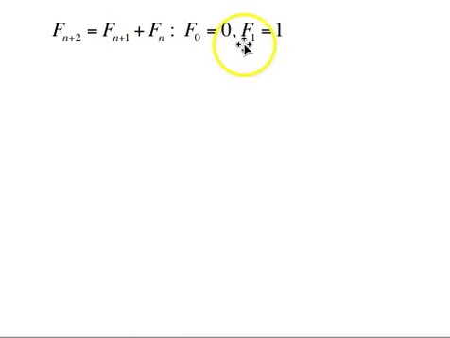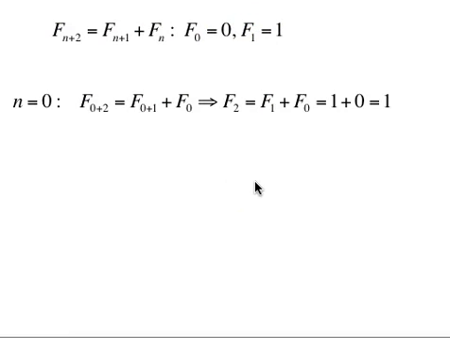I need 2 seeds. We're going to take f sub 0 is 0 and f sub 1 is 1. I'm going to start with an n of 0. F sub 0 plus 2. F sub 2 should be f sub 0 plus 1, f sub 1 plus f sub 0. So f sub 2 should be f sub 1 plus f sub 0, 1 plus 0. Let's write that down again. Plugging 0 in for n, f sub 0 plus 2 is f sub 0 plus 1 plus f sub 0.